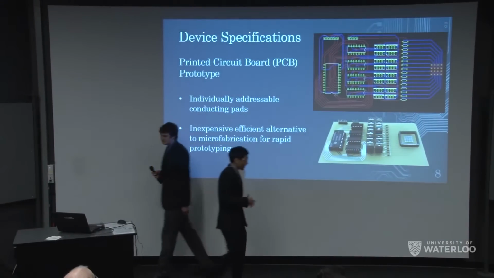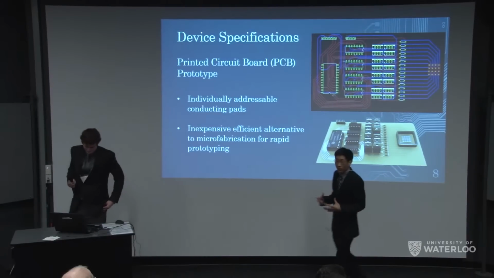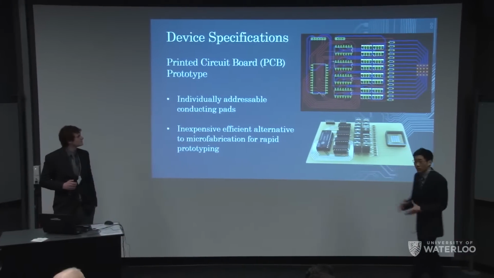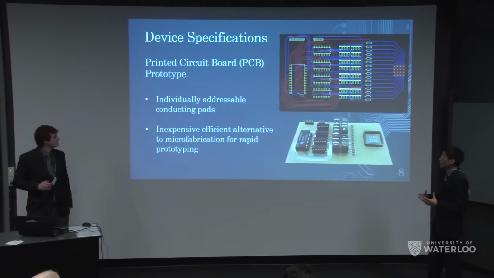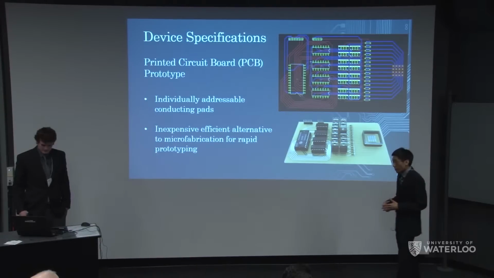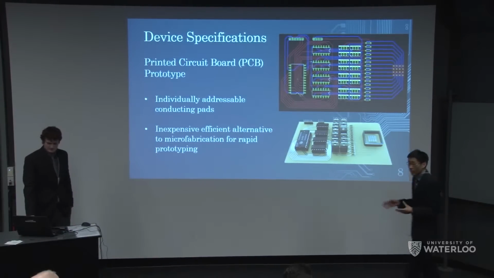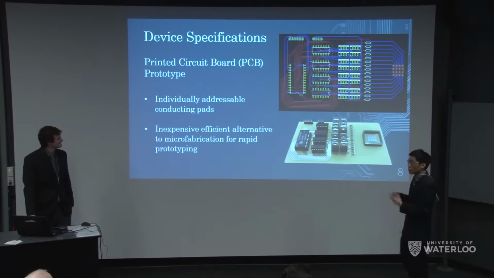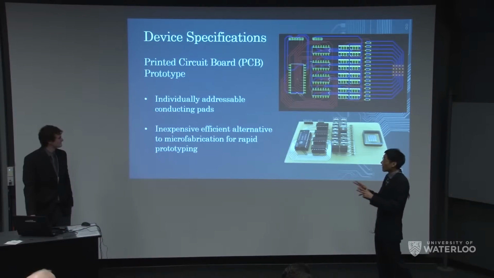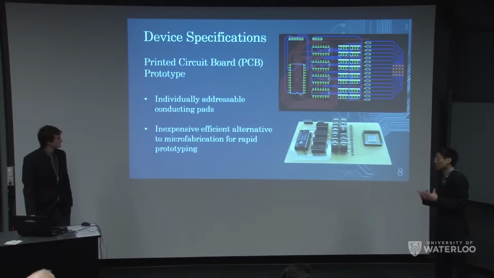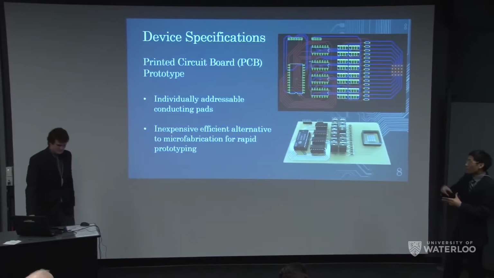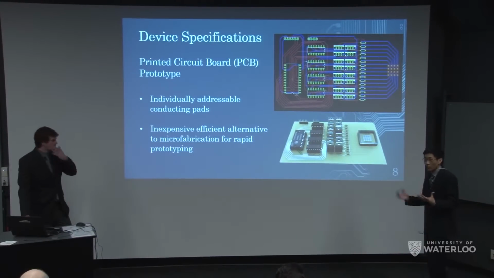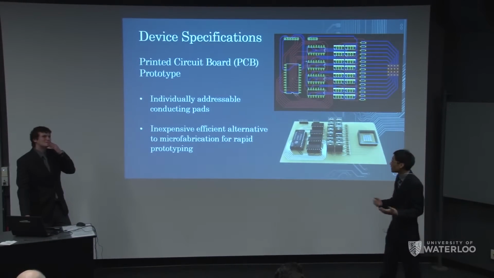So while we have these future perspectives about what we want to do with our devices, it's time to bring it into reality about how to construct such a device. And we look towards PCB to create an efficient and cheap method of creating both our electrodes and the electronic logic of how to individually address these pads. It was a cost-effective method as opposed to microfabrication for just a rapid prototype for this project.